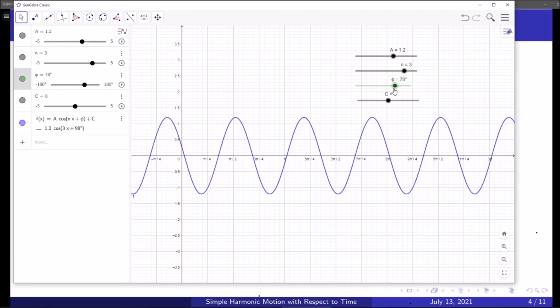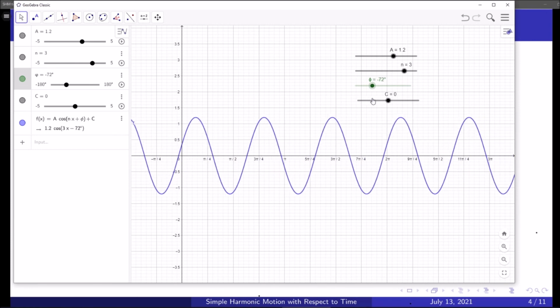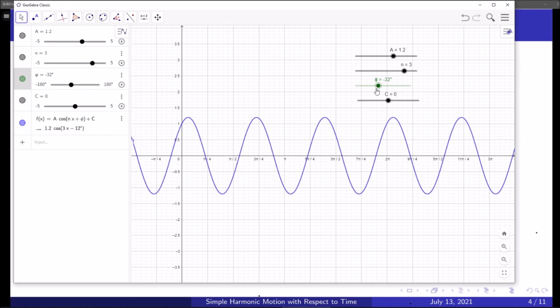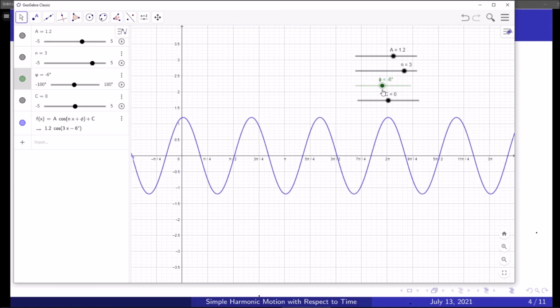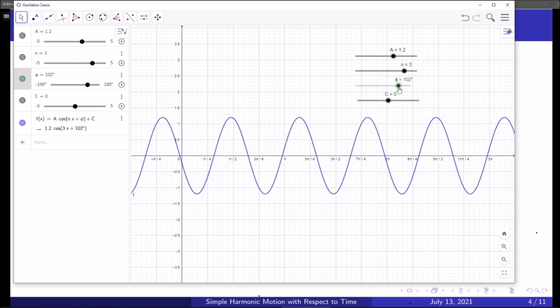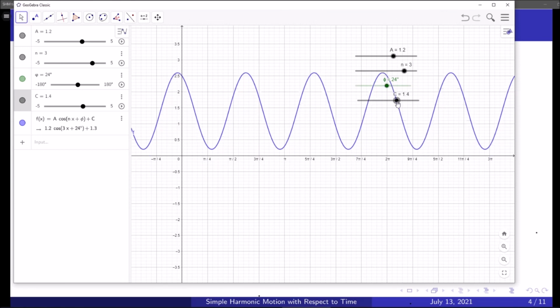By varying it, we can vary the initial starting position. So when we have 0, as you can see, our function is perfectly centered, and by moving it, the function shifts. And of course, the last one, the constant, the center, just determines where the center of the function is.